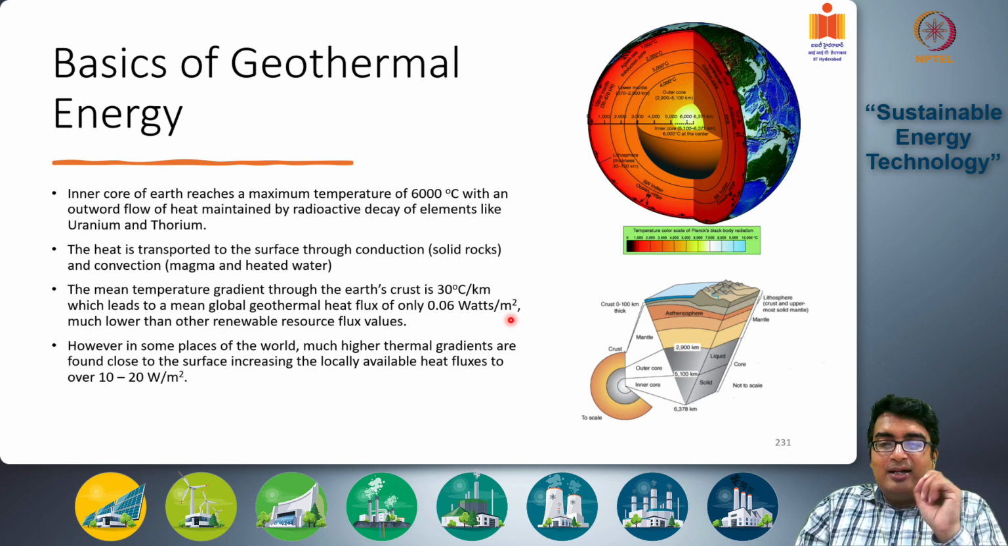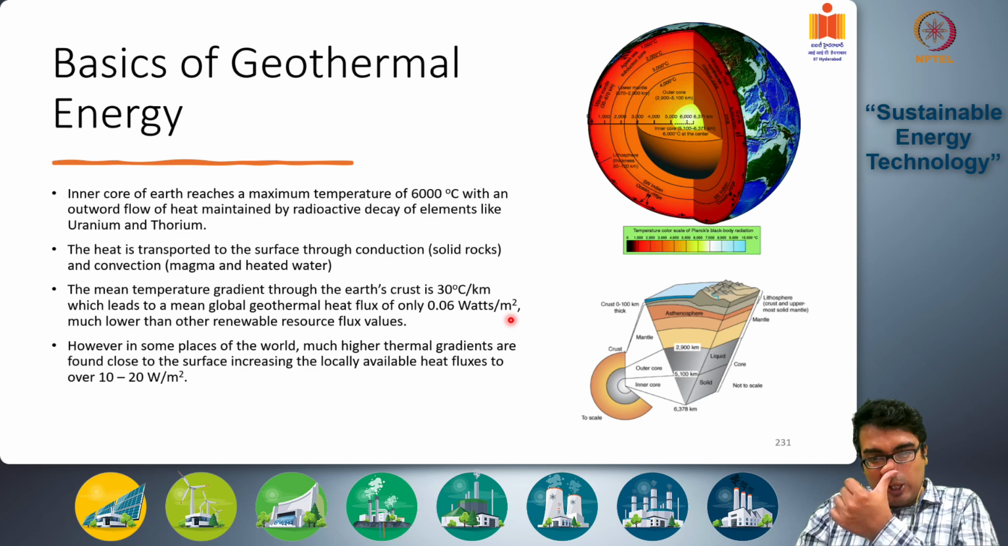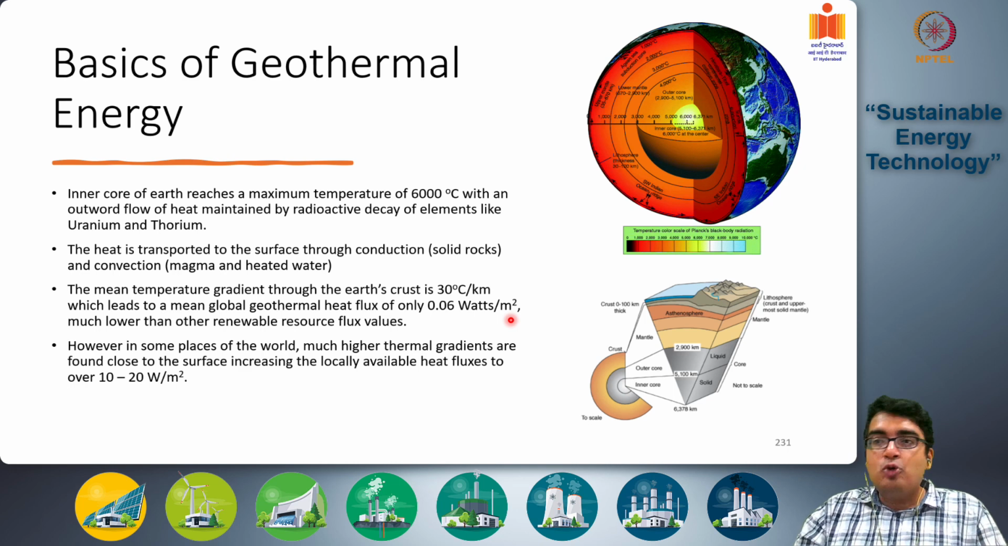However, at certain locations of the earth, due to the presence of surface anomalies, like boundaries between crustal plates, regions of mountain building activities or places where mantle plumes have come close to the crustal rocks, you can get much higher heat fluxes of 10 to 20 watt per meter square, creating underground reservoirs of superheated water, which can be used for geothermal energy extraction.